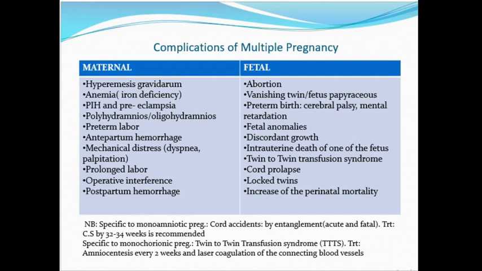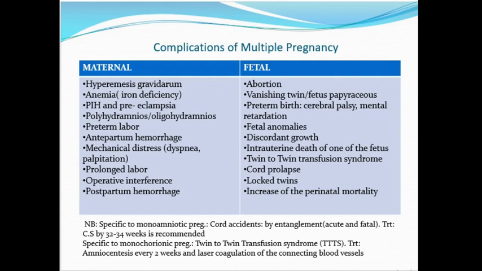But specific complications of monoamniotic pregnancy will include the cord accident. Usually, the cords entangle themselves. And this situation is always acute and very fatal. And so most obstetricians recommend cesarean section by 32 to 34 weeks of pregnancy to prevent this cord entanglement.